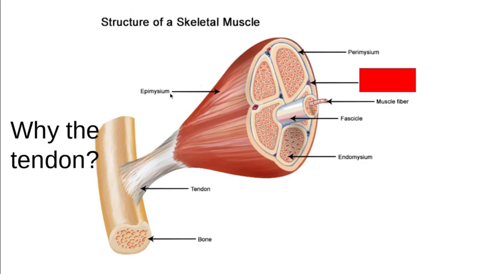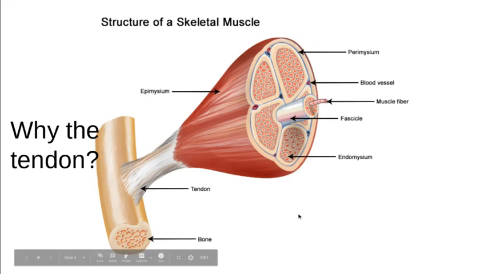And I remember epi because epi is like close to the surface, like your epidermis. So it's the one furthest out. Okay, and then this is just a blood vessel. I don't think you have to know that. So all of these muscle fibers then come to an end in a tendon.